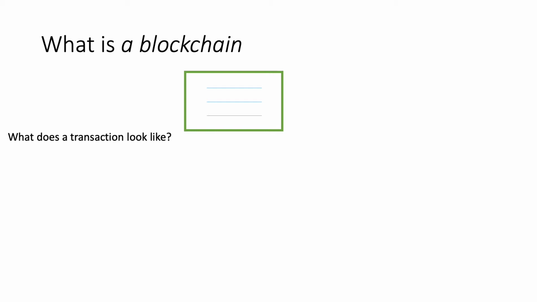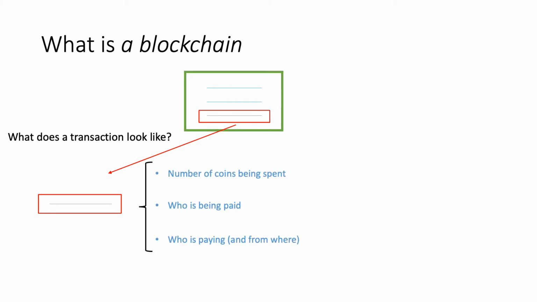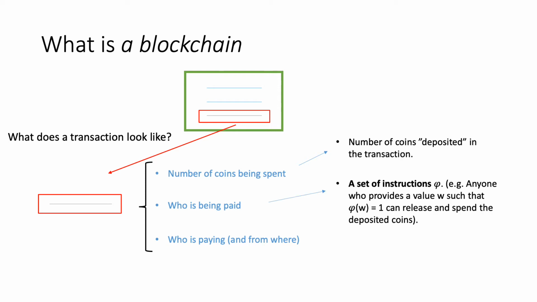And what does a transaction look like? Well, informally, we expect the transaction to be specified by a number of coins being spent, who is being paid, and who is paying, and from where. However, if we are to be a bit more precise, firstly, we should think of the number of coins being spent rather as coins deposited in a transaction. And these coins can be released or claimed according to some rules. Secondly, the user who is being paid is not actually specified directly, say Bob. Instead, it is specified in a slightly indirect, but much more general way, via a set of instructions phi that is decided by whoever has deposited the coins.